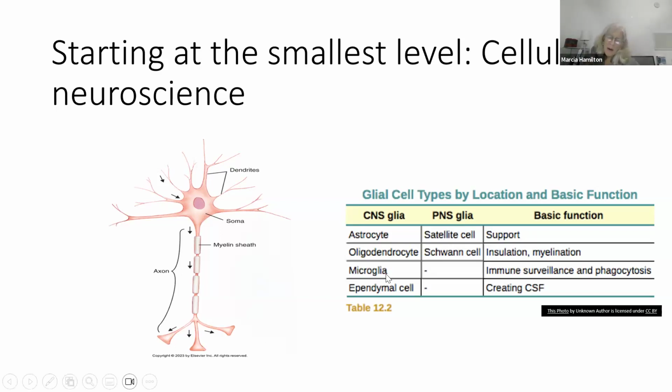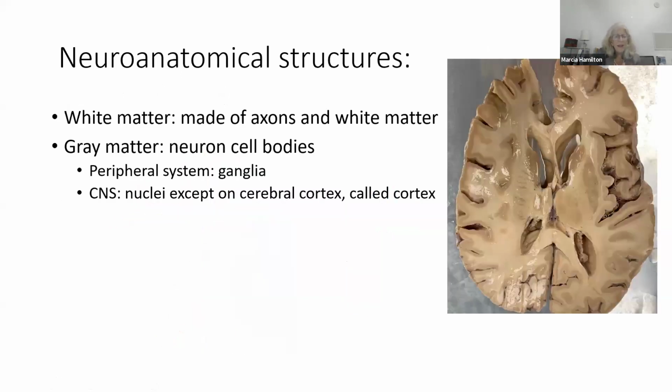So the basic function of the microglia in the central nervous system will be providing help for the immune system. And then we'll have ependymal cells, which will create our cerebrospinal fluid. And one other thing I forgot to say is about the astrocyte. The astrocyte and the satellite cell are two cells that are very similar, the astrocyte being in the central nervous system, and we'll get to see a picture of that in our slide.